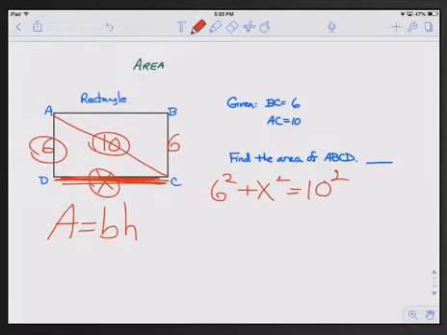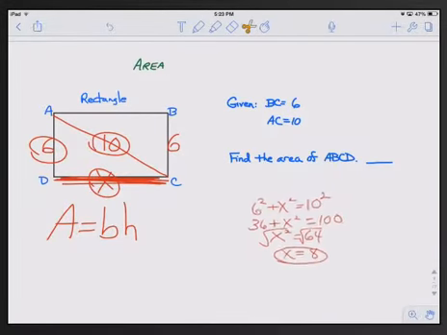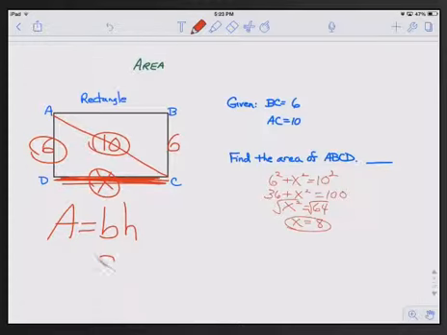Now if you recognize that as a 3, 4, 5 triangle, and you know x is equal to 8, that's fine. If you don't, you just keep doing the work. You have 36 plus x squared equals 100. You subtract 36 from each side of the equation, that gives you x squared equals 64. So x equals the square root of 64, which is equal to 8. So we'll shrink that work down, and we'll say the base is equal to 8.